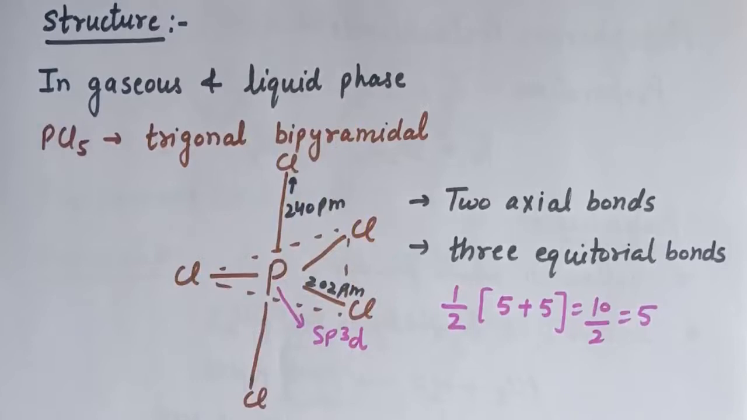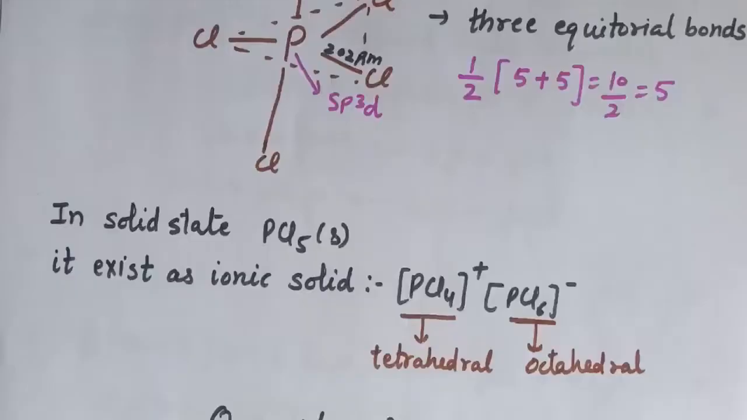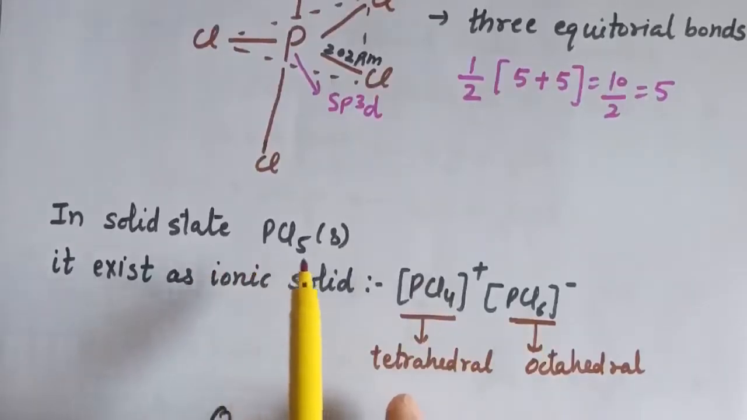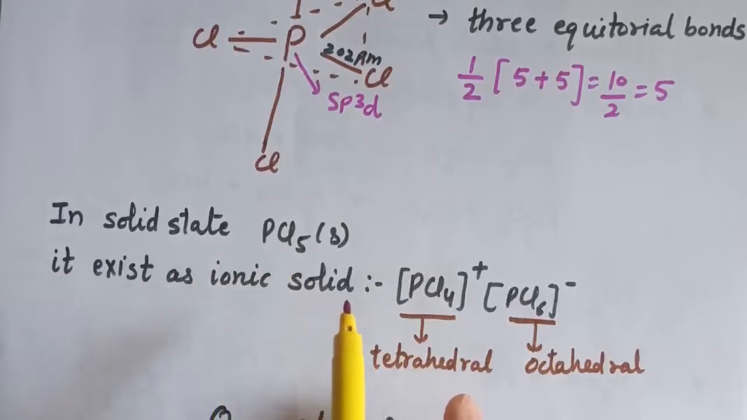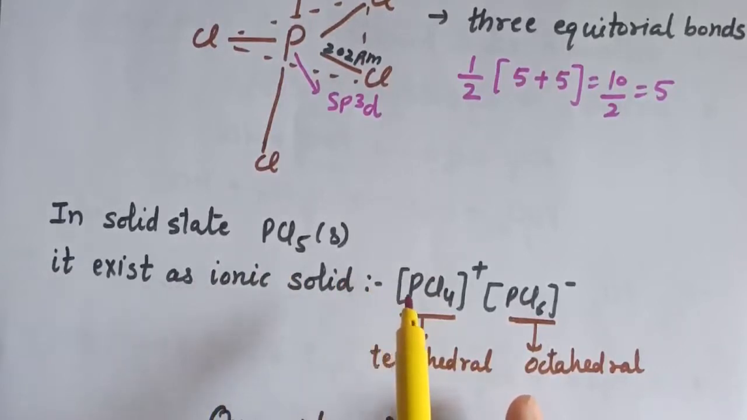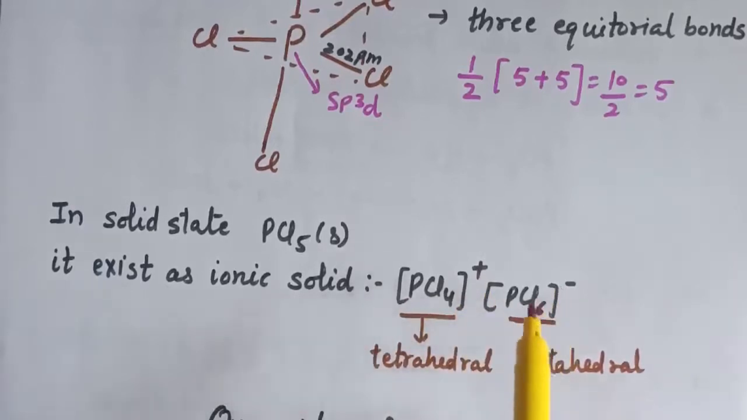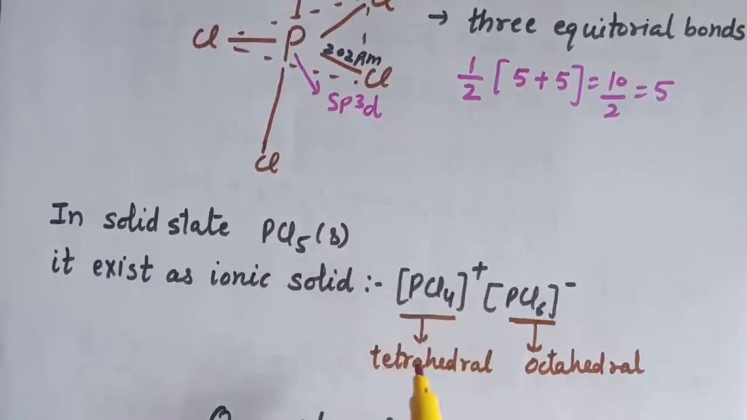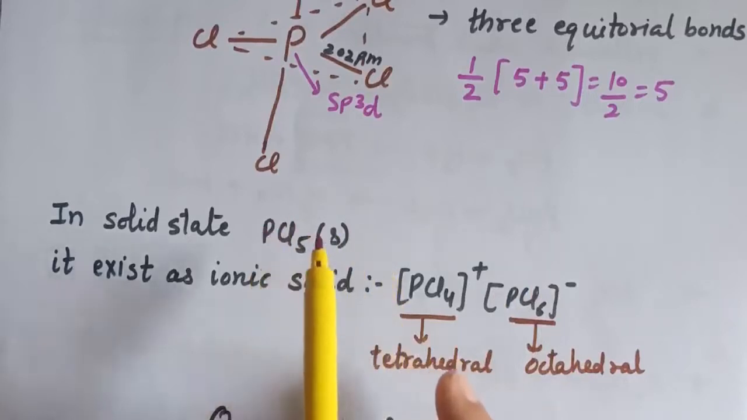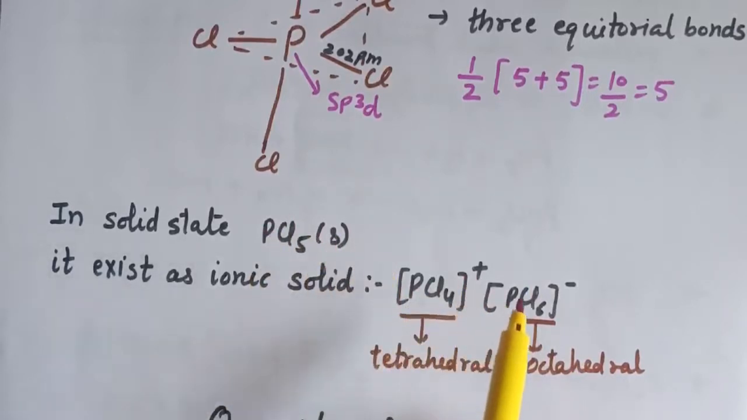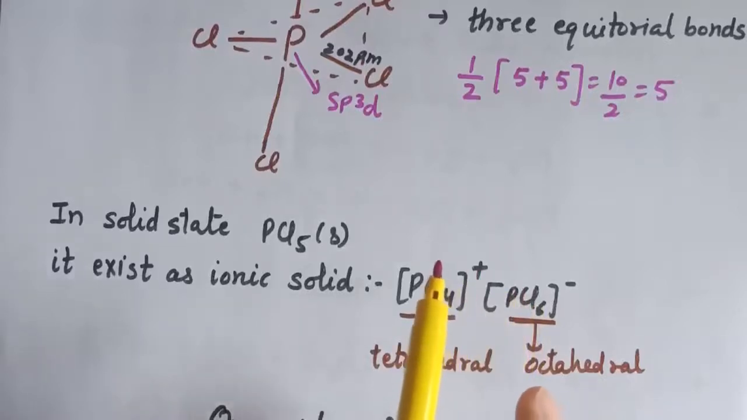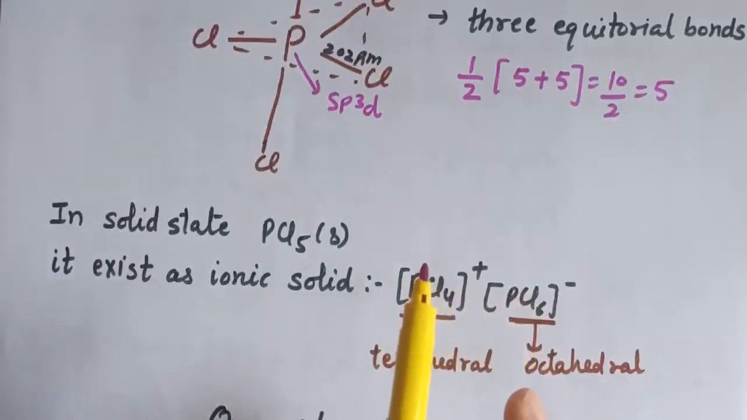Now if we want to draw the structure in solid state, then in solid state this PCl5 exists as an ionic solid. That is, in solid state it will exist as PCl4 positive and PCl6 negative. And the structure of PCl4 positive is tetrahedral and PCl6 negative is octahedral. So in solid state the structure of PCl5 is PCl4 positive and PCl6 negative. And in case of liquid and gaseous phase, the structure is trigonal bipyramidal. So this is all about the halides of phosphorus.